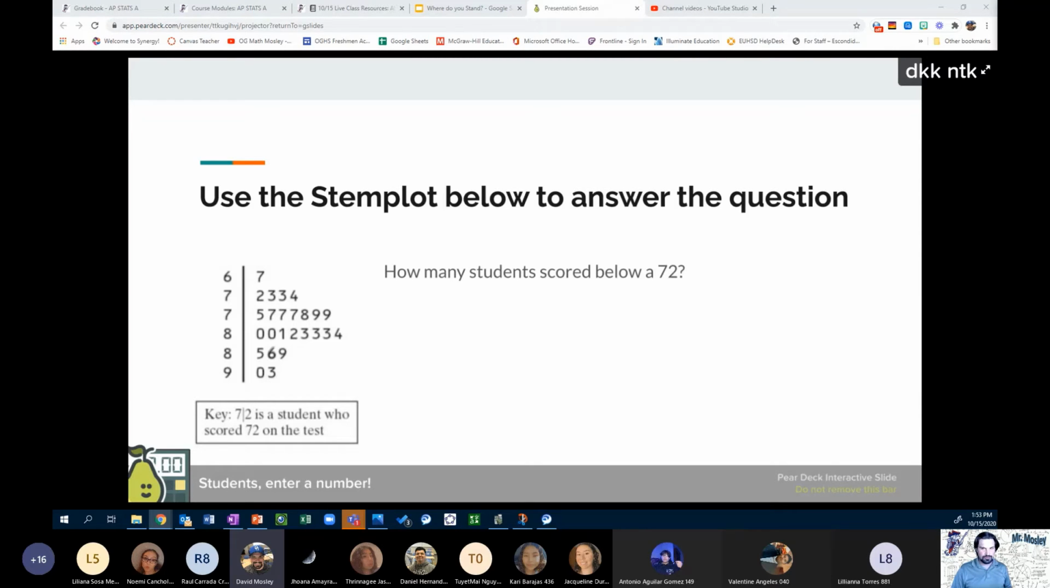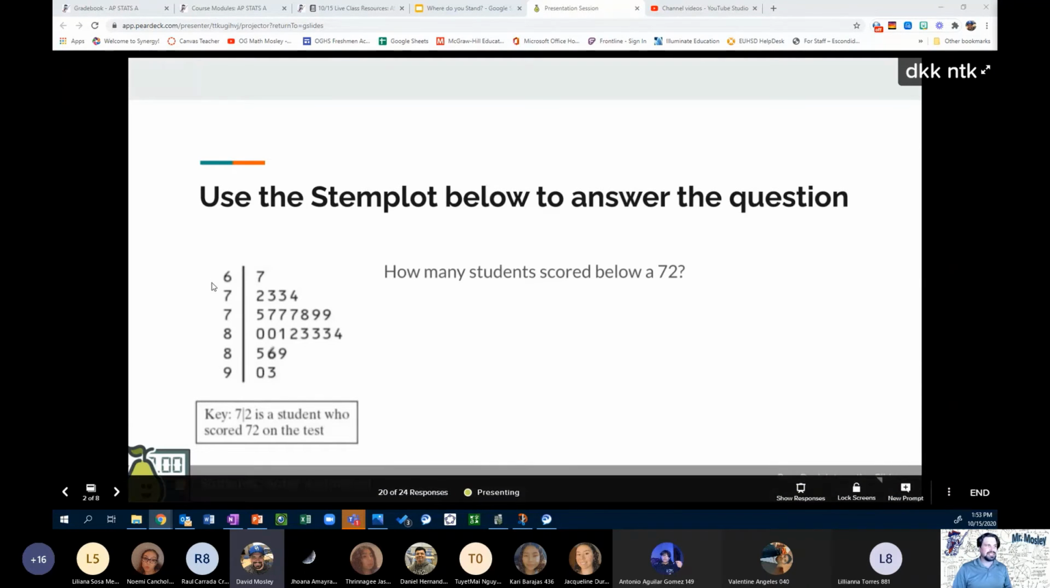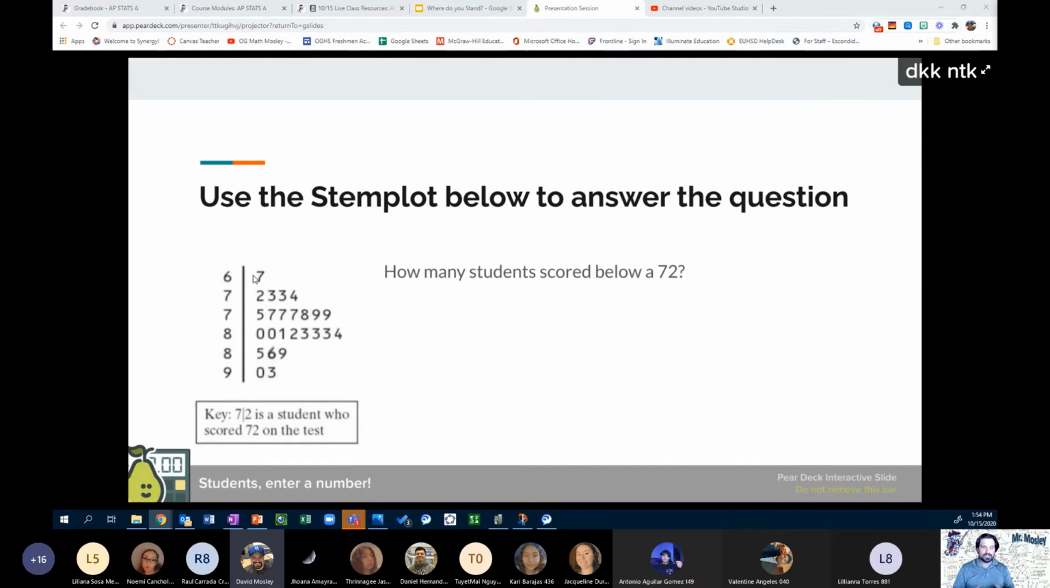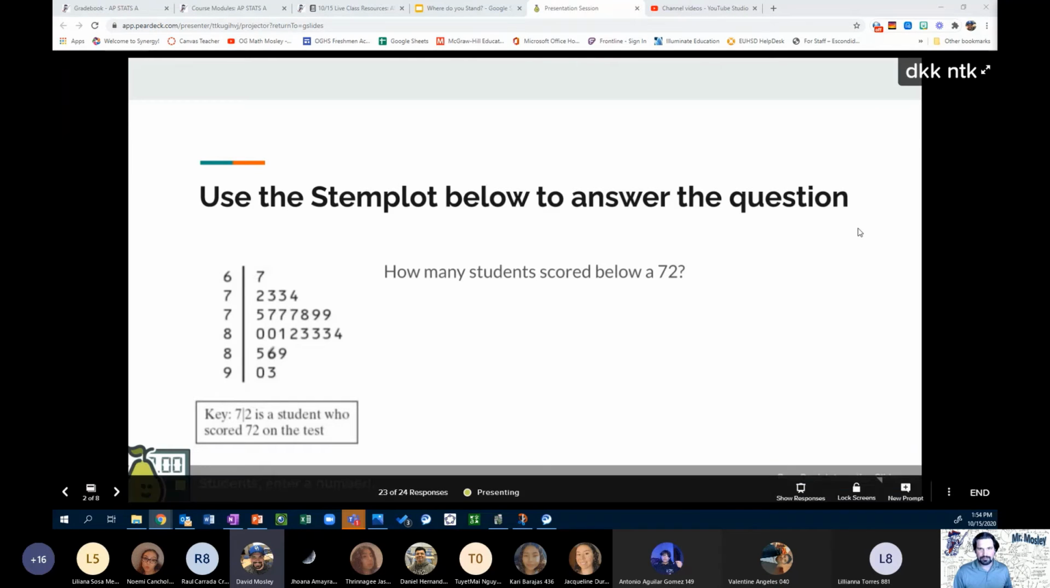Alrighty, so the correct answer for how many students scored below a 72 is 1. The only score less than 72 was 67. There's only the one, right? We're not doing 72 or less. We're doing only less than 72. That's the important thing with percentiles and location: you have to look at everything that came before the point you're talking about, okay? Sure. Next.